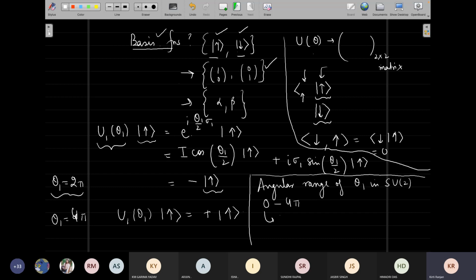In fact, it is not only 0 to 4 pi. You will see that from 0 to 2 pi, it will behave exactly as theta is behaving in SO3. What was SO3? SO3 was rotation in real space, and there the angular range was 0 to 2 pi. There it was not 4 pi. What is happening from 2 pi to 4 pi? I'm getting exactly the results which I'm getting from 0 to 2 pi, but with a negative sign.